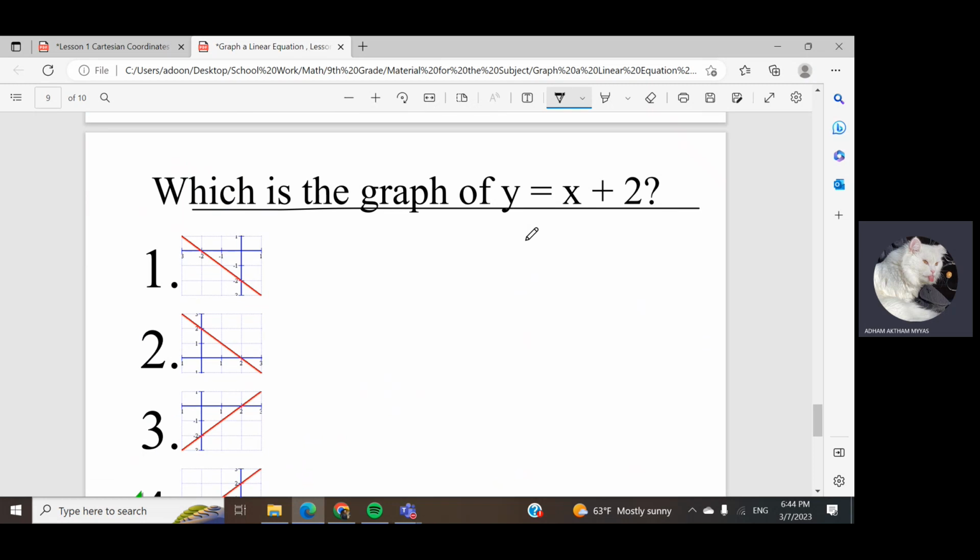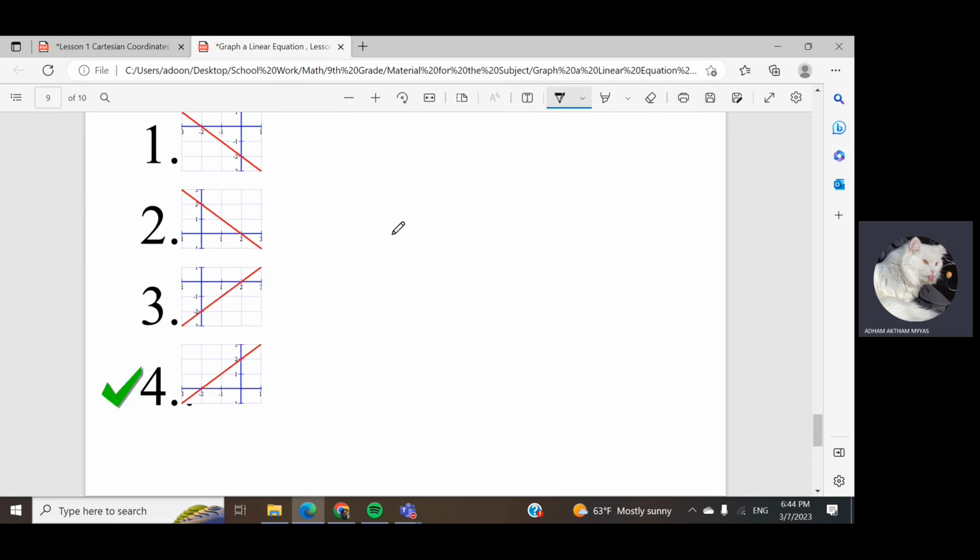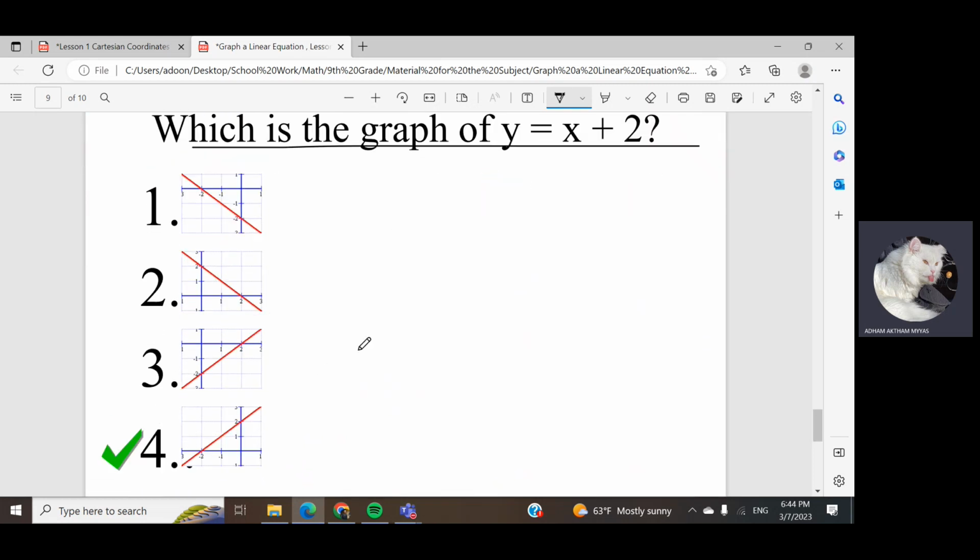Which of the graphs represents y equal x plus 2? The fourth one. How did I know that? 2 is the y-axis crossing, and if I put y as 0, I can see that x equal minus 2, so a line between them, and that's right.